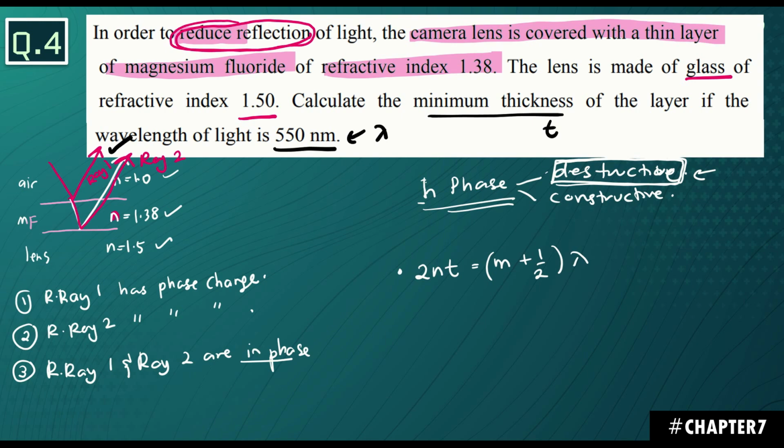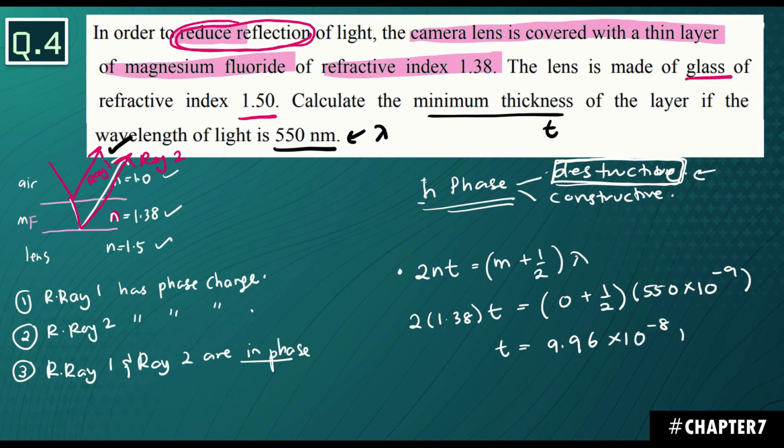So we do the substitution. Minimum thickness means our order m is minimum, so m = 0. 2n is for magnesium fluoride, t equals 0 plus half, times the wavelength of 5 times 10 to the minus 9. So your thickness is supposed to be 9.96 times 10 to the minus 8 meter.